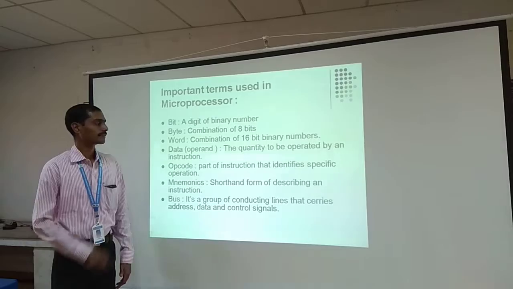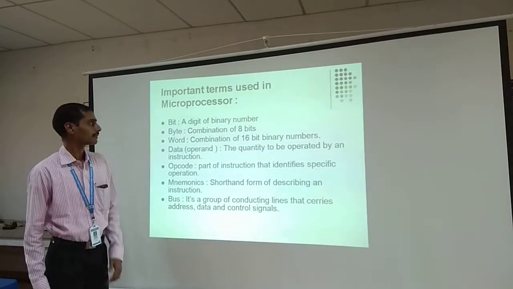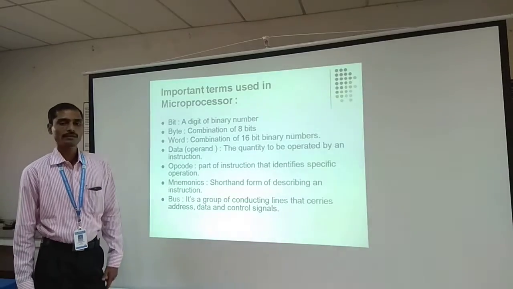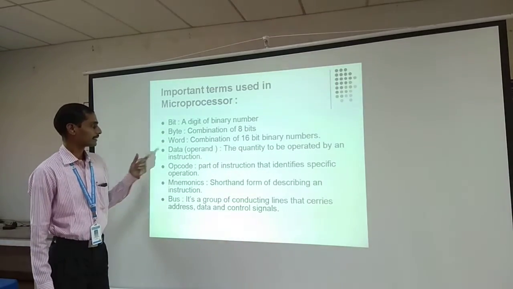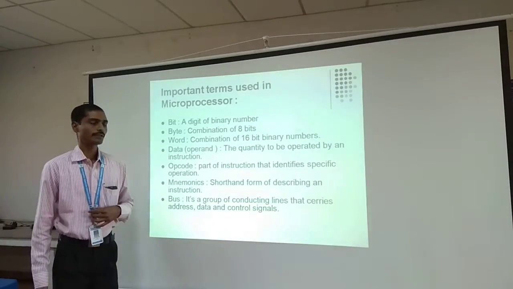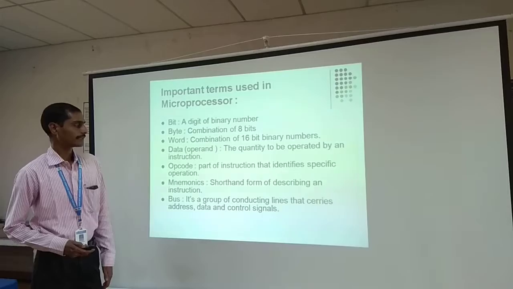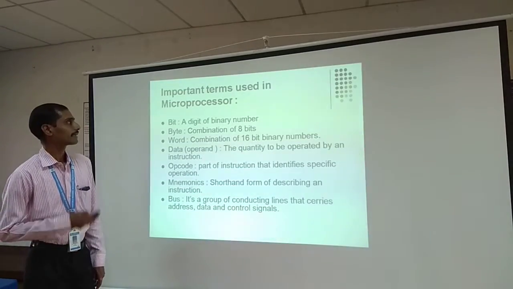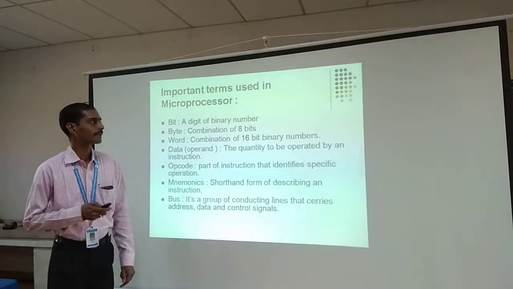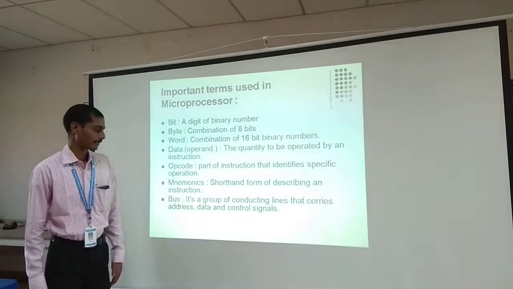The foremost one is bit. A digit of binary representation is nothing but a bit. A byte is a combination of 8 bits and a combination of 16 bits is a word. The next important term is data, which is the quantity to be operated on by an instruction. Opcode is the part of an instruction that identifies the specific operation. In microprocessors, we make use of a shortened form of notation for instructions, that is mnemonics.